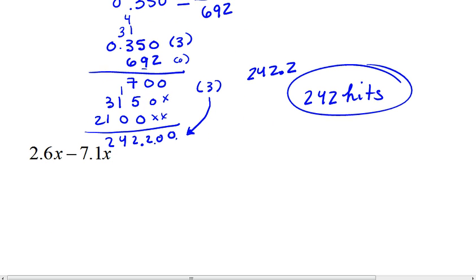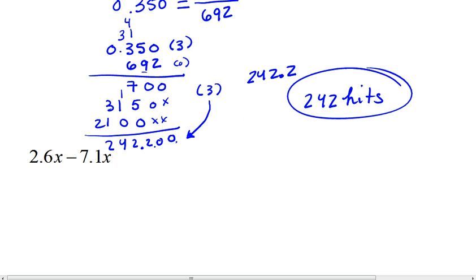Now, let's apply this to a couple of expressions. Let's say we want to simplify this expression. Well, what's the first step? DPS it. Alright. We have 2.6x plus a negative 7.1x. Remember, we're going to take the coefficients and we're going to add them. One's negative, one's positive. So I'm going to take 7.1.